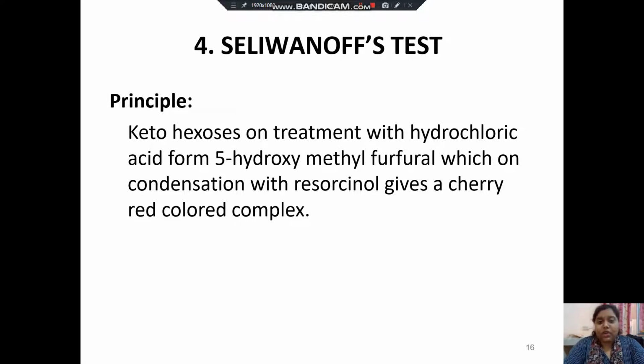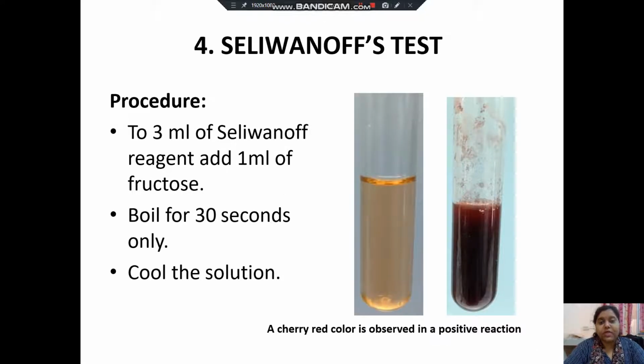Now comes the Seliwanoff test. The principle for the Seliwanoff test is that ketohexoses on treatment with hydrochloric acid form 5-hydroxymethylfurfural, which on condensation with resorcinol gives a cherry red colored complex. The procedure is to take 3 ml of Seliwanoff reagent and add 1 ml of fructose to it. Then boil it for 30 seconds only.